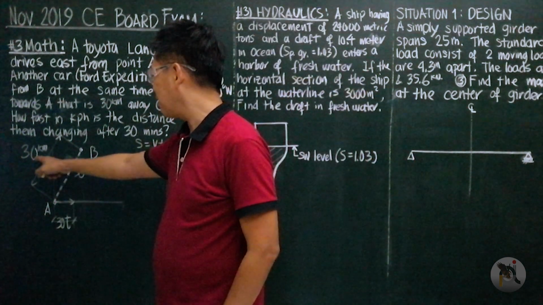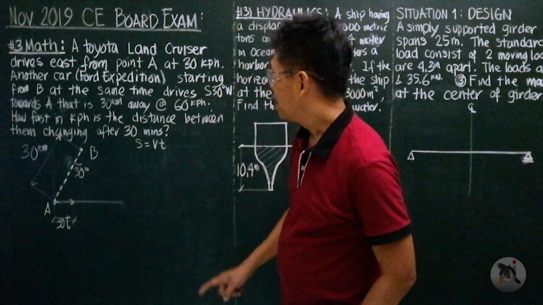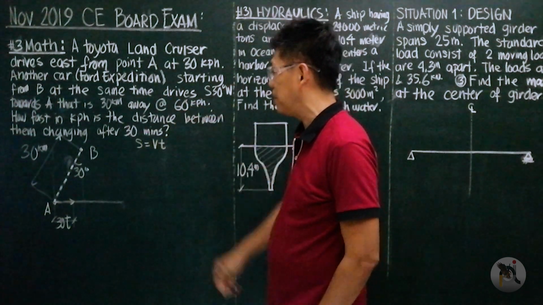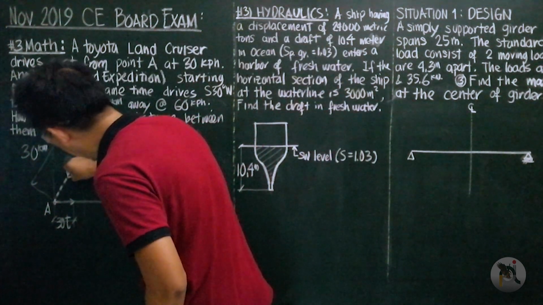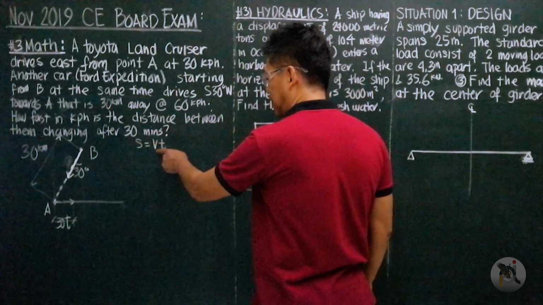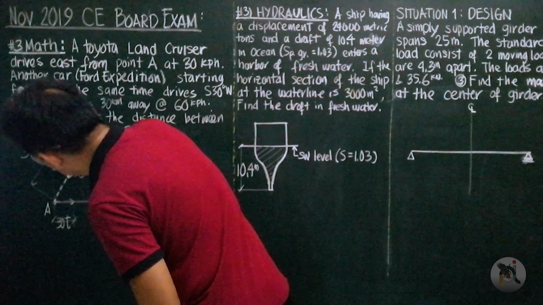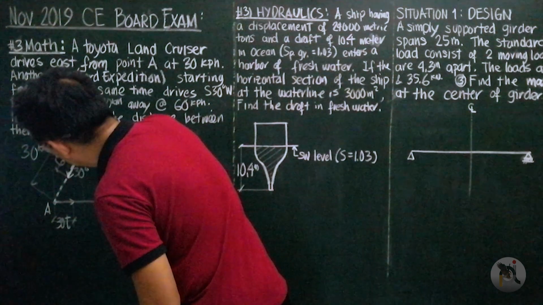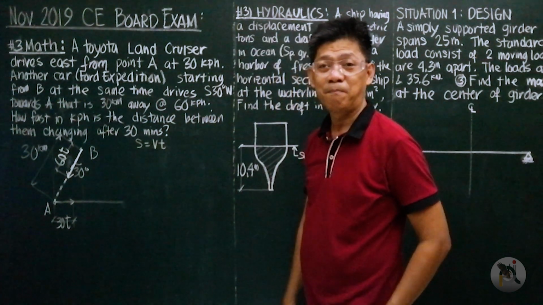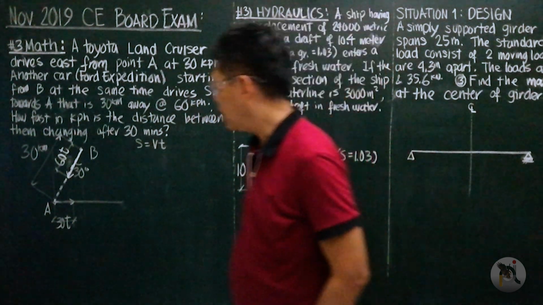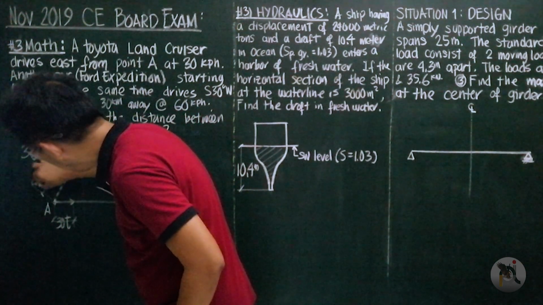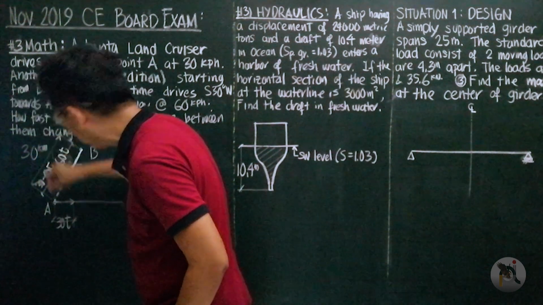So A and B are initially 30 kilometers away, and the velocity of the Expedition starting at B is 60 kph. So at any time t, the distance traveled by our car from B is S equals vt, where v is 60. So this must be 60 times t. Velocity times time, this is kph, so t must be time in hours. So if this is 30, and this is 60t, this must be 30 minus 60 times time.